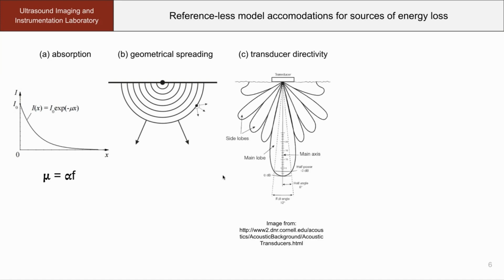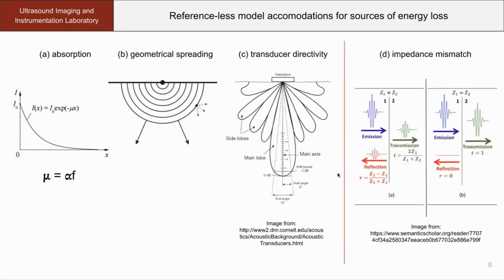and transducer directivity. So physical transducers have these different directivity patterns. Sometimes geometrical spreading can be included in the transducer directivity pattern, but they have these special or unique directivity patterns. The final contribution is impedance mismatch. So this is attenuation due to specular reflection. Currently in our model, we integrate terms A, B, and C, and we don't consider this term D.